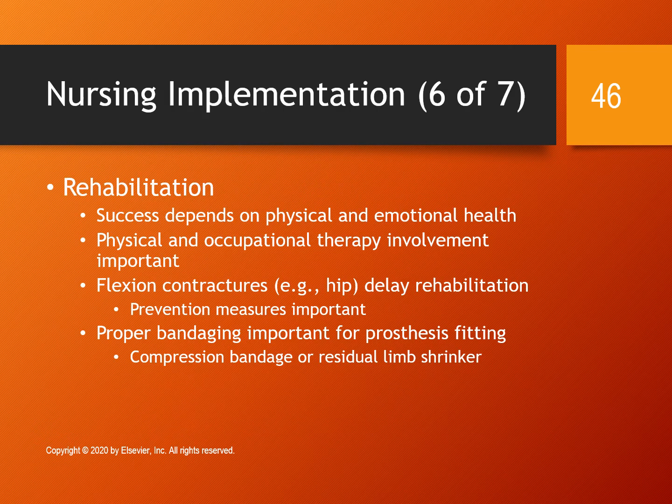Rehab, this is really going to focus on physical and occupational therapy. The success of it will depend on physical and emotional health. One complication of amputations are contractures. This can actually delay rehab, so preventing contractures is very important, especially while we want to maintain as much function of that extremity as possible.